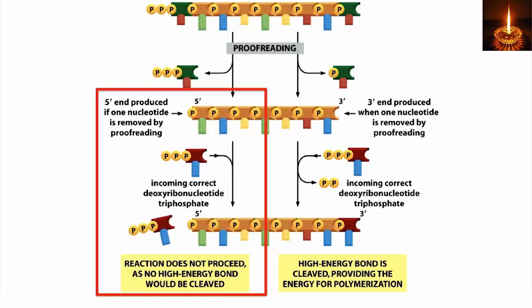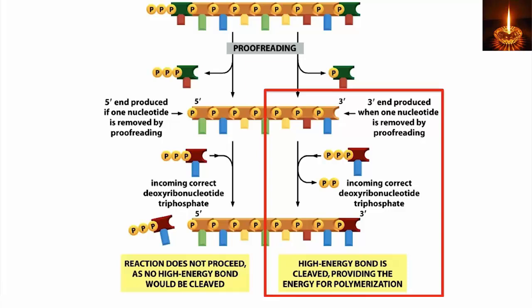Following removal on the left, there is no longer a triphosphate at the 5' end of the chain to release pyrophosphate and drive the formation of the phosphodiester linkage. Polymerase stalls. On the right, this is not a problem. The new incoming nucleotide brings a triphosphate group that can be hydrolyzed to drive the reaction forward.